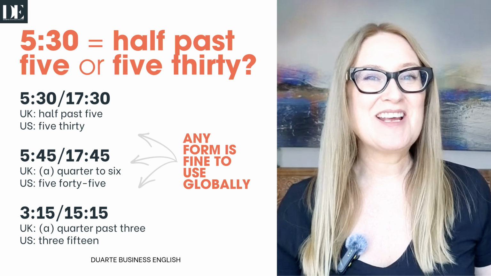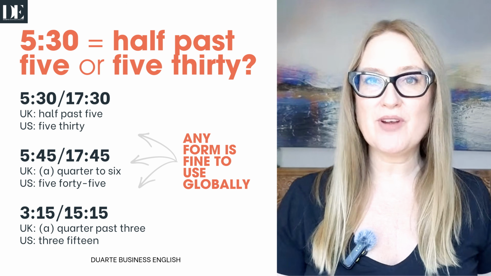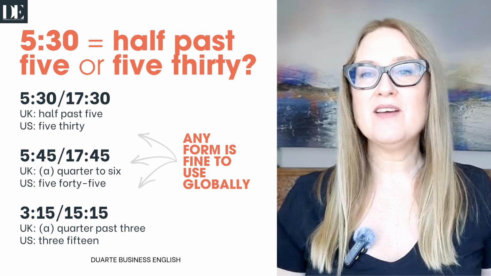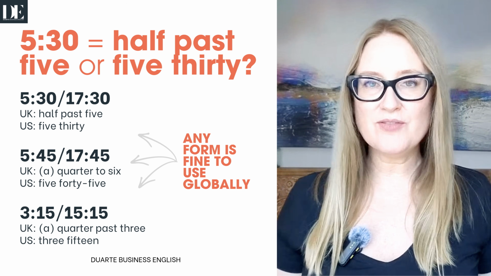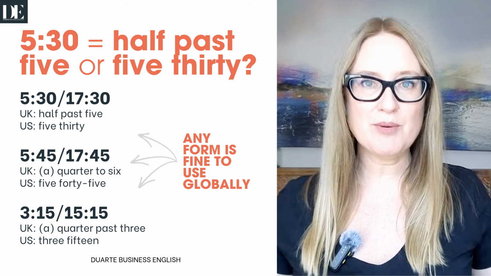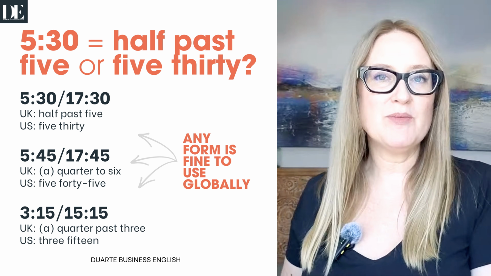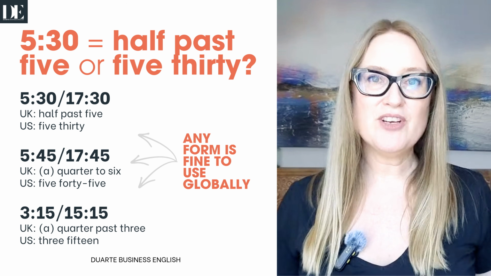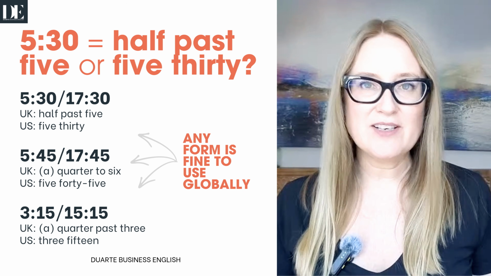Okay, time. So now you know about PM and AM, you know about the 24-hour clock. Now we have half past five or five thirty, quarter to six or five forty-five. How do we say these times? Well, both are completely perfect. Traditionally, the first style would be British English and the second would be American English. Now I find the standard is both.